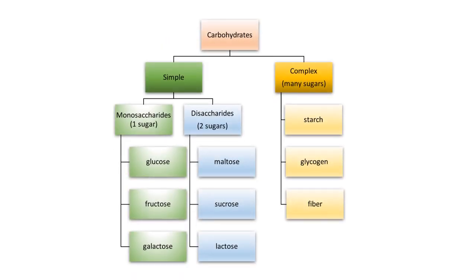Carbohydrates are divided into simple and complex. Simple are further divided into monosaccharides and disaccharides. So complex examples are starch, glycogen and fiber. Monosaccharide examples are glucose, fructose and galactose. Disaccharide examples are maltose, sucrose and lactose.